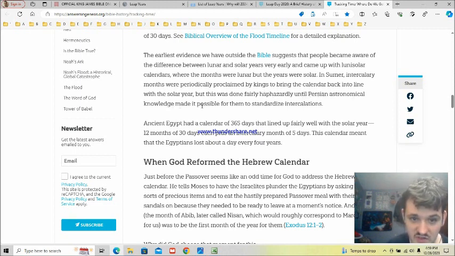Persian and astronomical knowledge made it possible for them to understand this. Ancient Egypt had a calendar of 365 days, close to the solar year: twelve months of 30 days, and a month of 5 days. This calendar meant the Egyptians lost a day every 4 years.